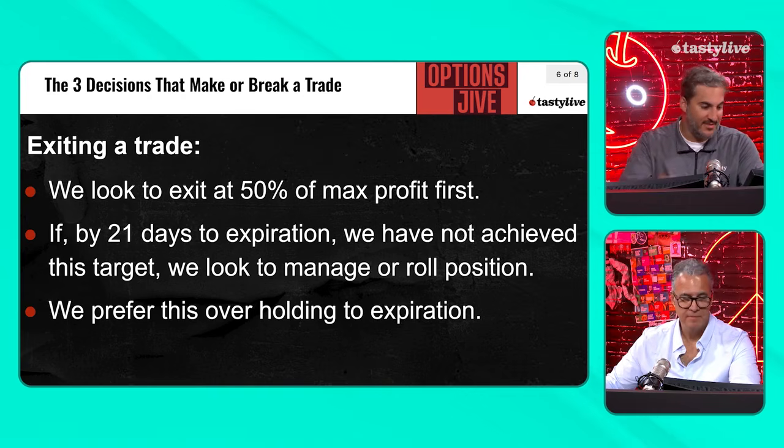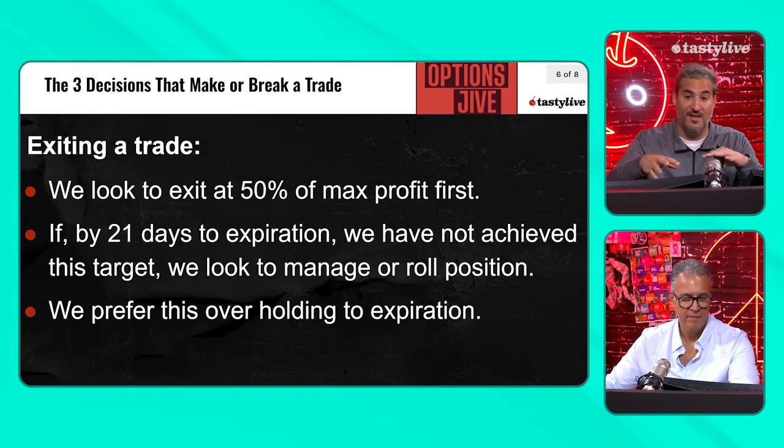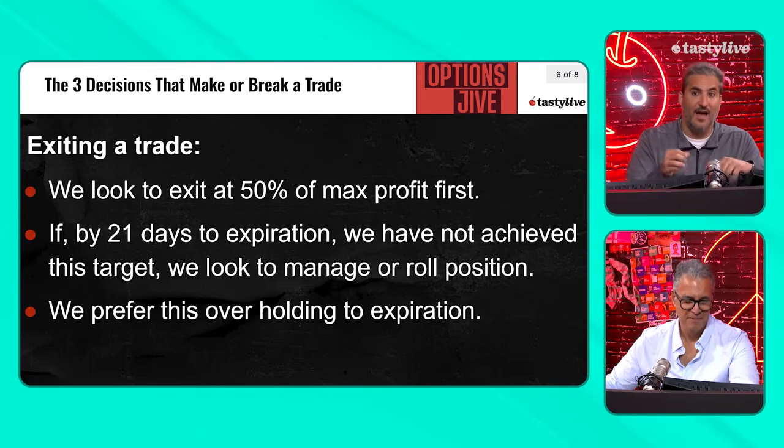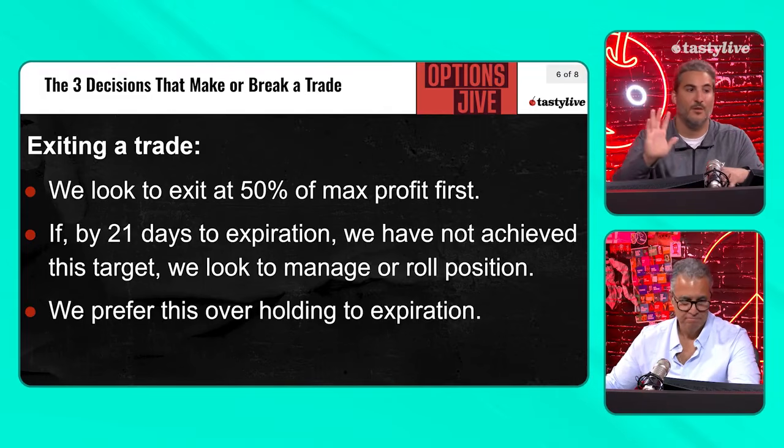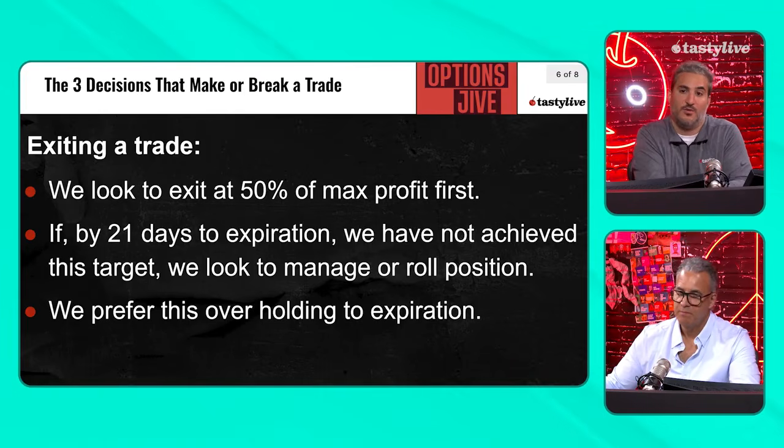If by 21 days we have not achieved our 50% of the max profit or somewhere around there, again, I don't sit and say, okay, I'm at 49%, I have to wait till 50. I trade it. If you want to sit and wait, that's totally cool too. But that's a flexibility that you have with being able to manage your own trades. If you're not at your spot at 21 days, you take the position, roll the trade out.